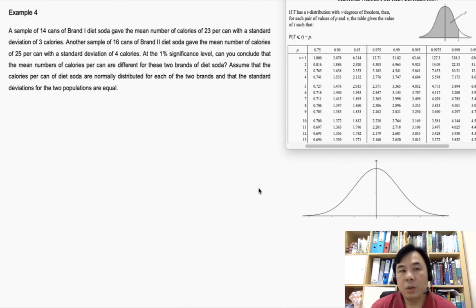All right. Now assume that the calories per can of the diet soda are normally distributed for each of the two brands and that the standard deviations of the two populations are equal. All right, now this is what is given to us. We're going to label all the information given to us. For brand 1 again, we have number of calories of 23 per can, a sample of 14 cans.